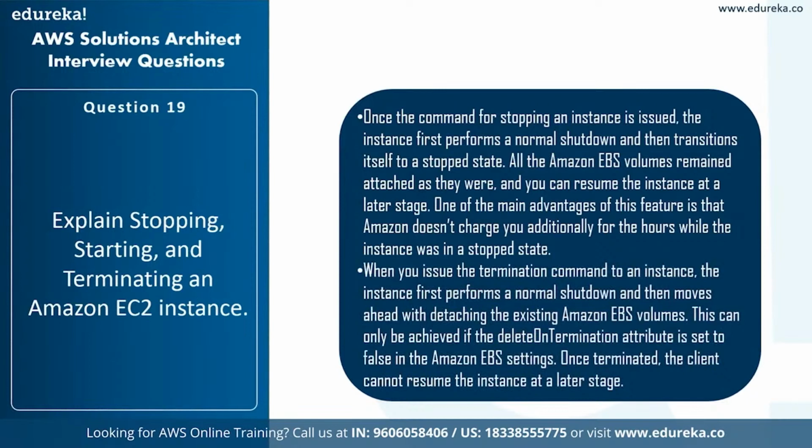When you issue the termination command to an instance, the instance first performs a normal shutdown and then moves ahead with detaching the existing Amazon EBS volumes. This can only be achieved if the delete on termination attribute is set to false in the Amazon EBS settings. Once it is terminated, the client cannot resume the instance at a later stage. So this was all about stopping, starting, and also terminating any Amazon EC2 instance.